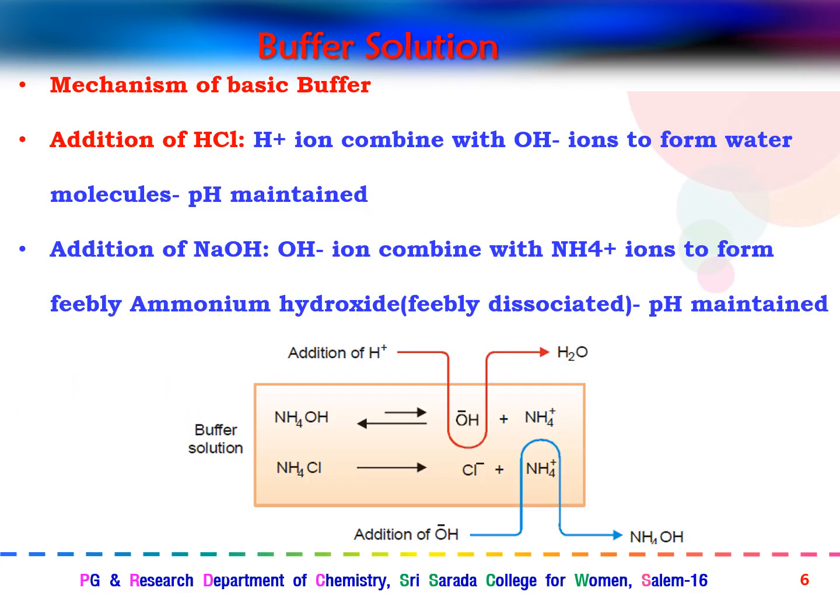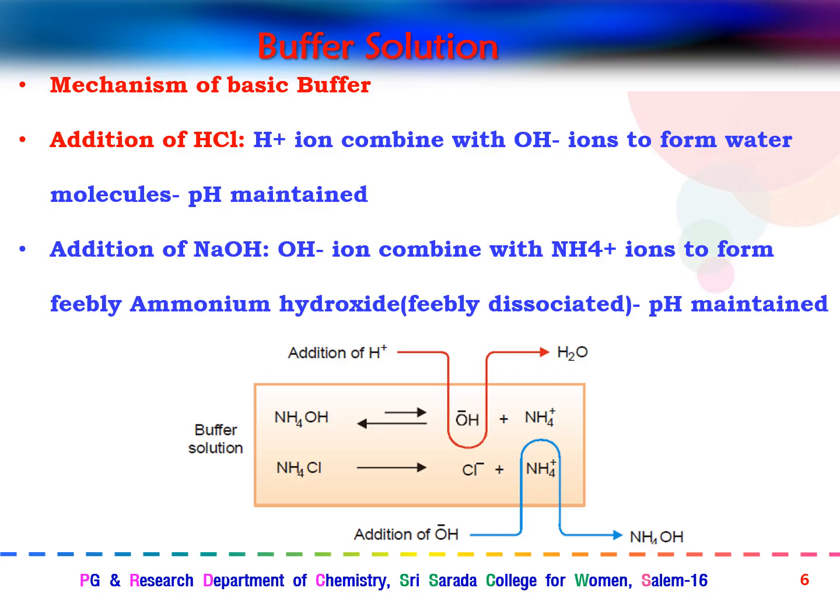Now let us see the mechanism of basic buffers. Here the basic buffer is a mixture of ammonium hydroxide and ammonium chloride. Upon addition of HCl, the H+ ion combines with the OH- ion of the buffer to form water molecules. Therefore, the equilibrium will be shifted to the right because the added H+ ions are neutralized, and therefore the original buffer is maintained.